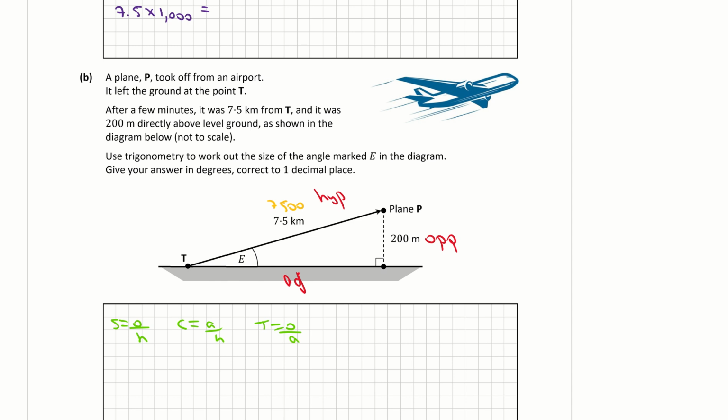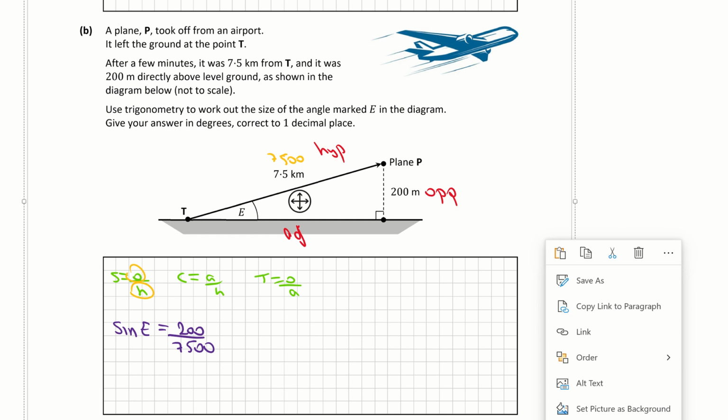We're going to use the rule that uses hypotenuse and opposite. So we're going to use sine in this case. They're the two sides that we need. So we're going to use sine of angle, which is our E, sine E, opposite, which is 200, over our hypotenuse 7.5, which is 7500. We need to get E on its own.